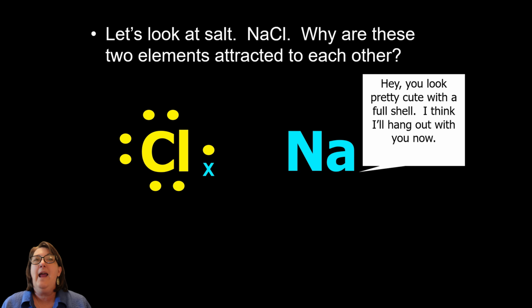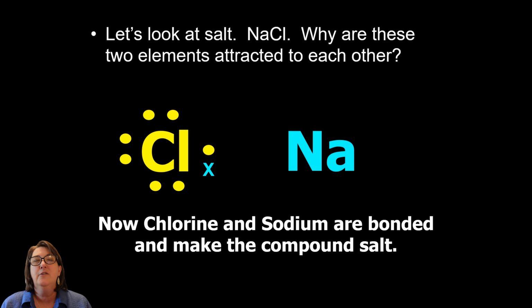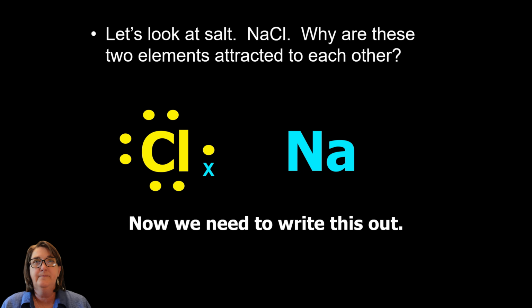And now they're going to have a charge. So chlorine is going to have a negative charge. Sodium is going to have a positive charge. And those opposites attract, like magnets. They're going to pull each other together. So now chlorine and sodium are bonded. They're going to make the compound salt.